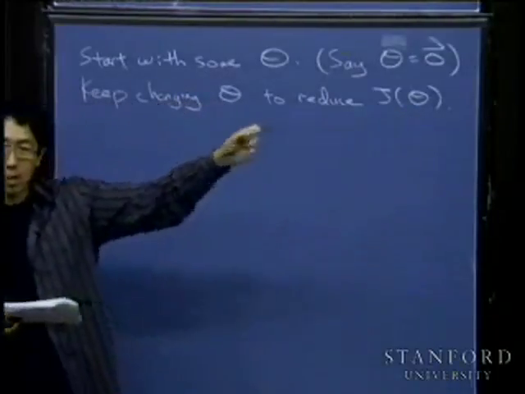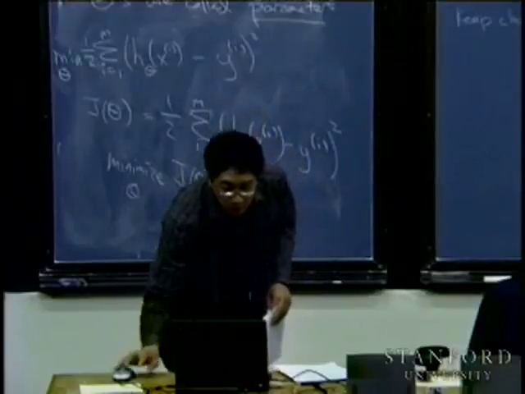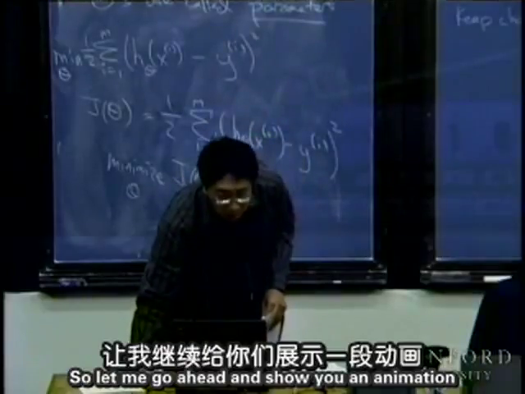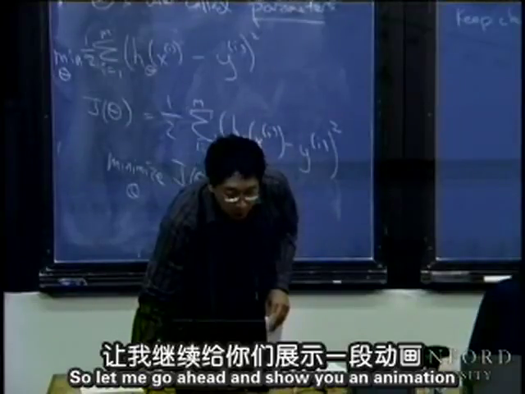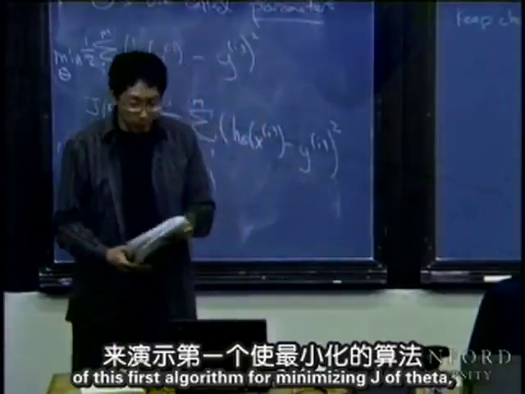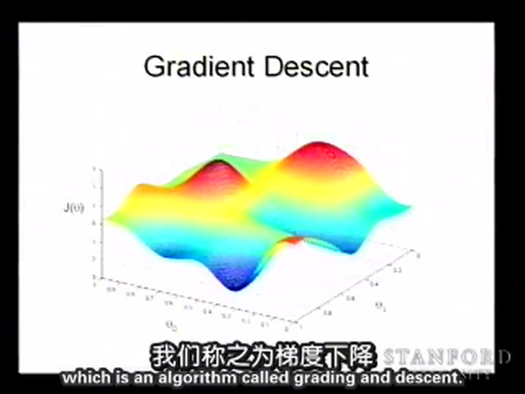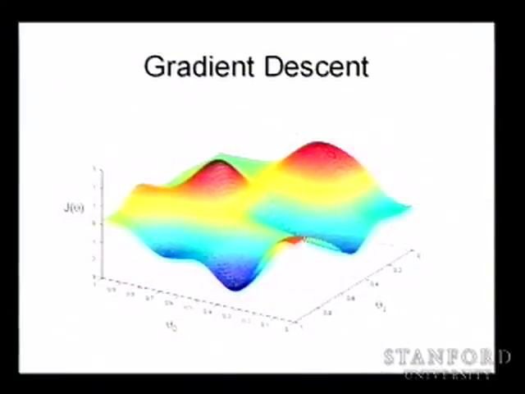Okay? So, let me go ahead and show you an animation of this first algorithm for minimizing j of theta, which is an algorithm called gradient descent.